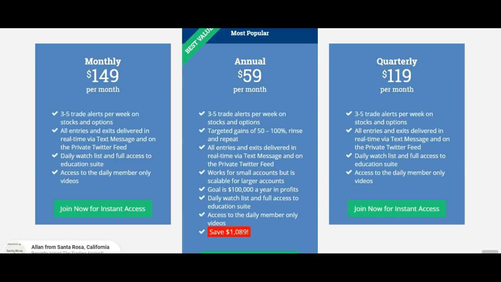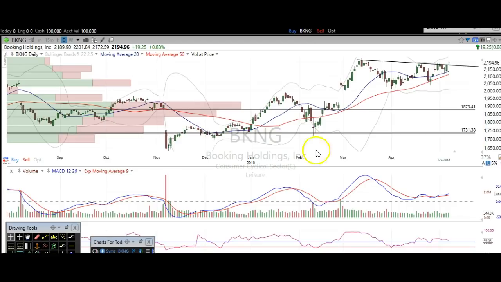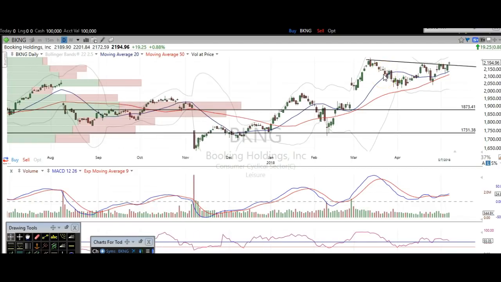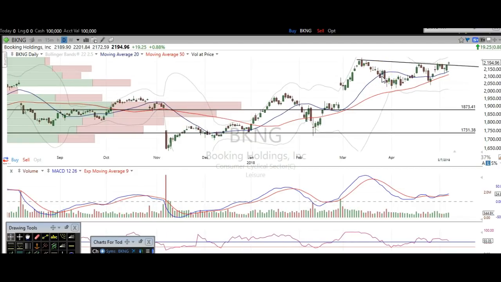All right, guys, so let's get going with these charts. The first one we're going to take a look at is Booking, formerly known as Priceline here. And I want to point out very bullish action overall. This is a big breakout right here on this day, back here at the end of February. We broke out big time, actually made a new all-time high right here on that day.